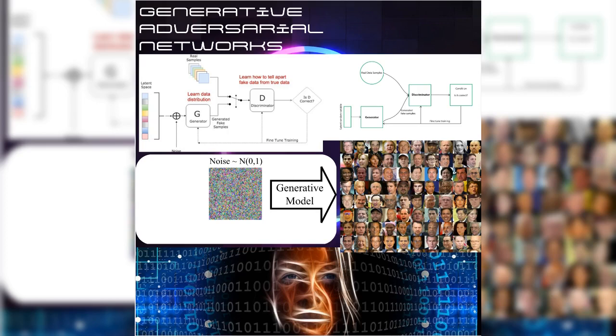There are two main types of generative AI. GANs, or Generative Adversarial Networks, are a type of generative artificial intelligence that are trained using a two-player game. One player, the generator, is responsible for creating new content. The other player, the discriminator, is responsible for distinguishing between real and fake content.